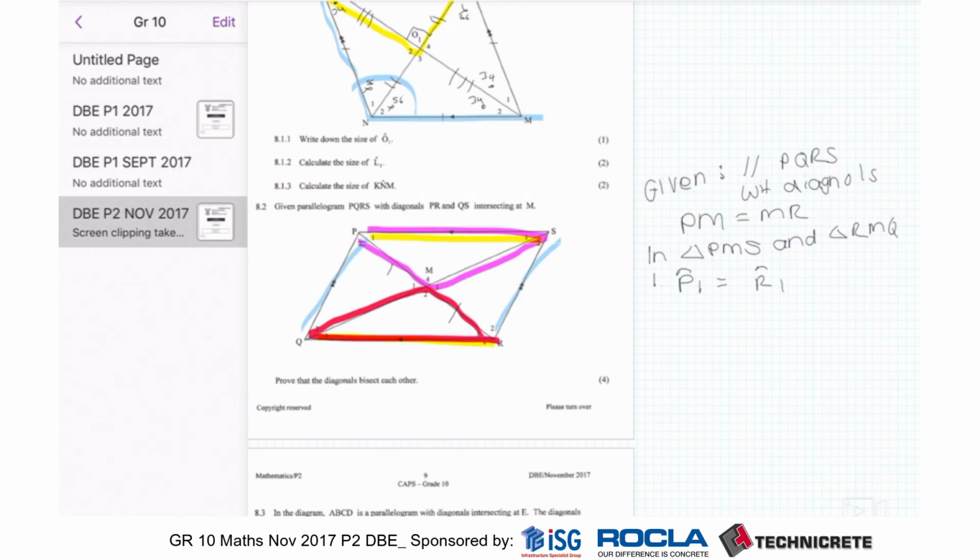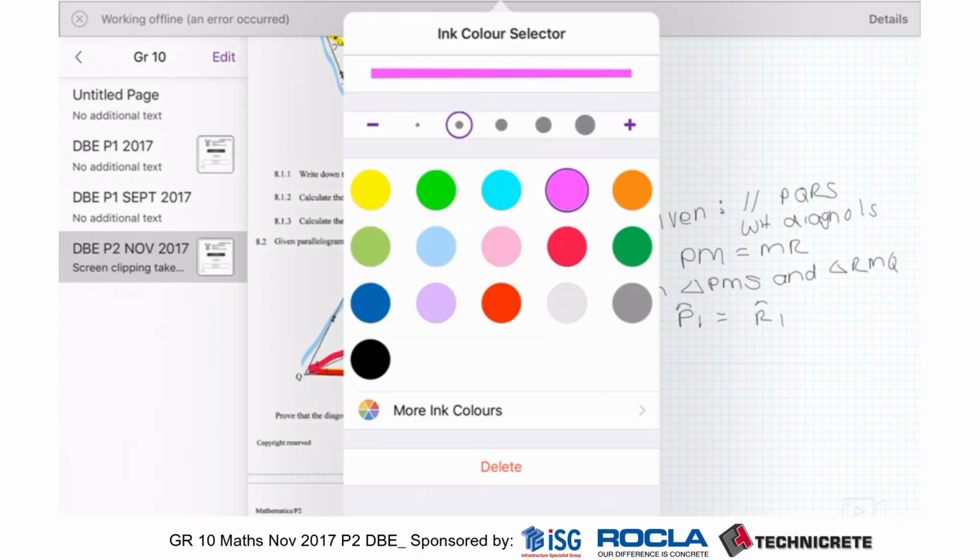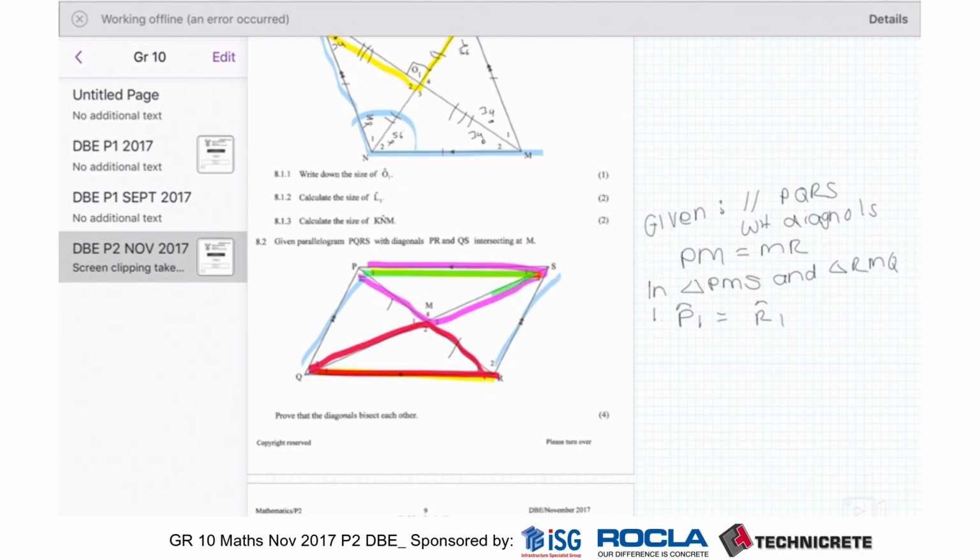And you can see that because of alternate angles. So here's my parallel line. And here, oh, let's go in the opposite direction because I'm wanting P. So here, this angle is equal to this angle. We know that M is equal to M, opposites, and we know that S1 is equal to Q1, also alternate angles, and we also have that PS is equal to QR. So this line is equal to this line. So we have quite a few reasons.